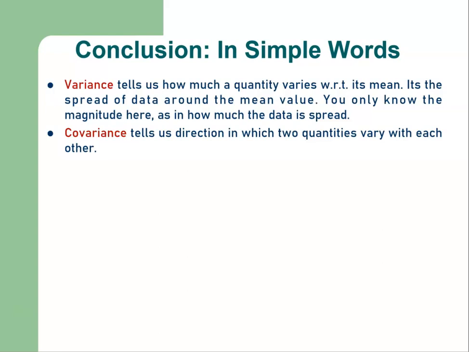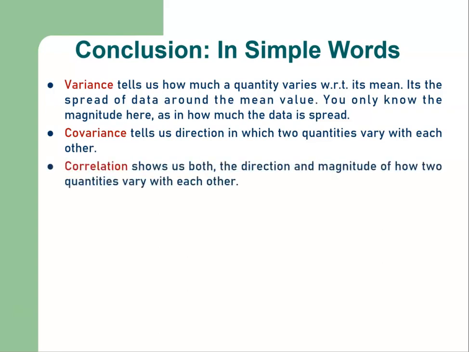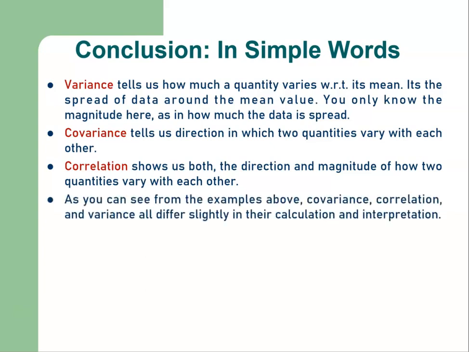Covariance, on the other hand, tells us the direction in which two quantities vary with each other. For example, if x and y are two random variables, then the covariance between x and y will tell us the direction in which these two variables will vary. Correlation shows us both. It tells us about the direction and magnitude of how two quantities vary with each other.